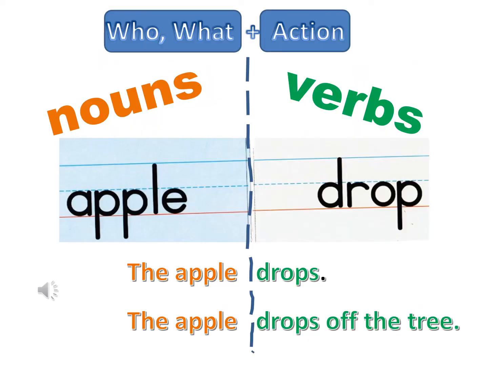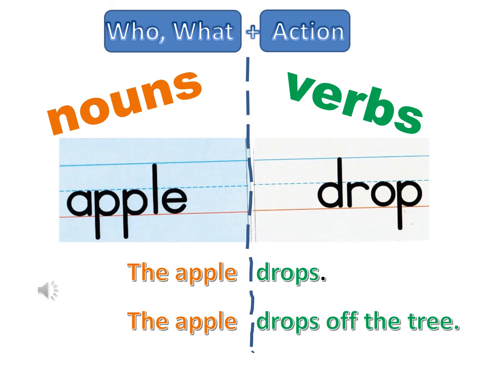Okay, so let's put one more layer on this concept of a sentence. The who and what part, those words are in a category called nouns. So here's an example. Apple. Apple is a noun. It's a thing. An action, those are words that go in the category called verbs. Drops, that's a verb. So let's put the 2 parts together. Apple is the noun, drop is the verb. The apple drops. The apple drops off the tree.